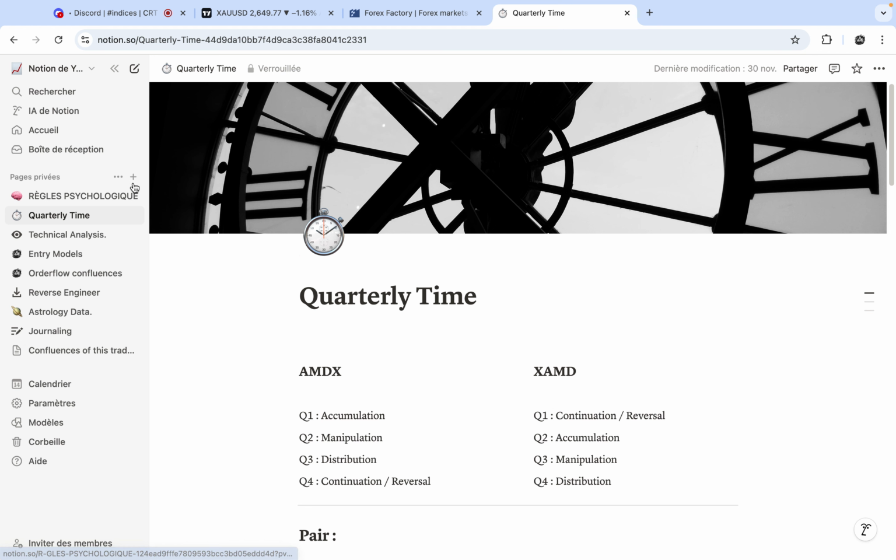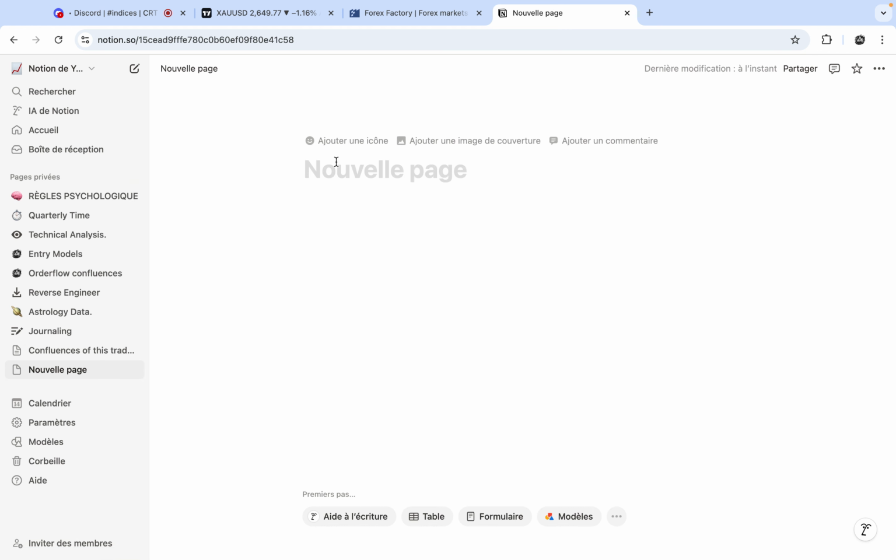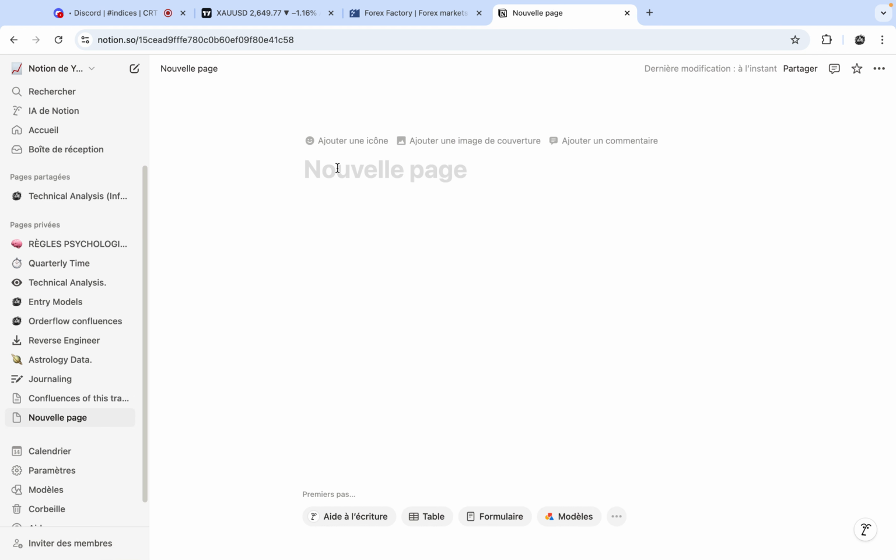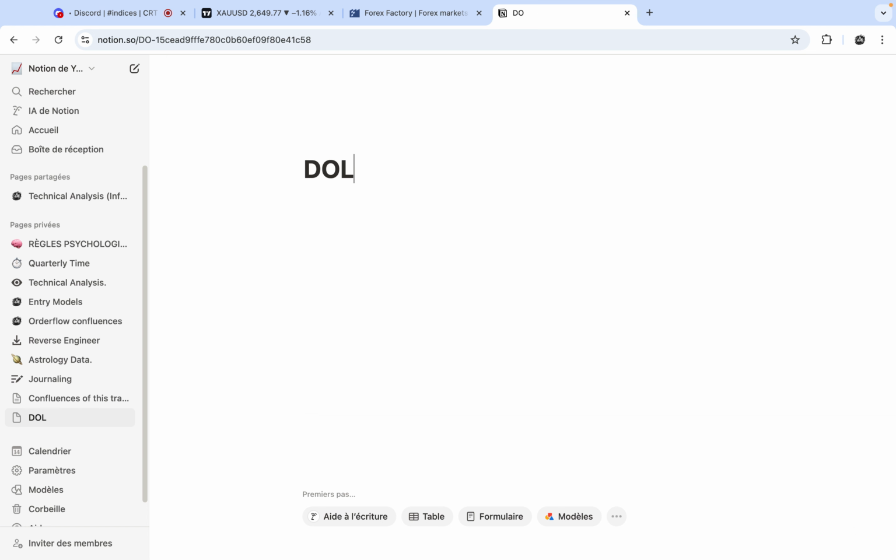So I'm gonna do this. Okay. Step one, looking for key levels on the weekly and daily time frame.